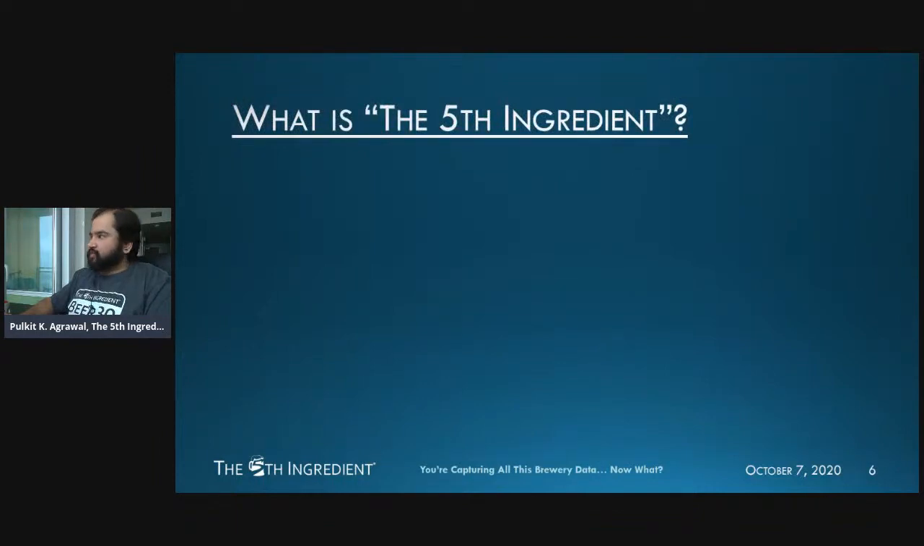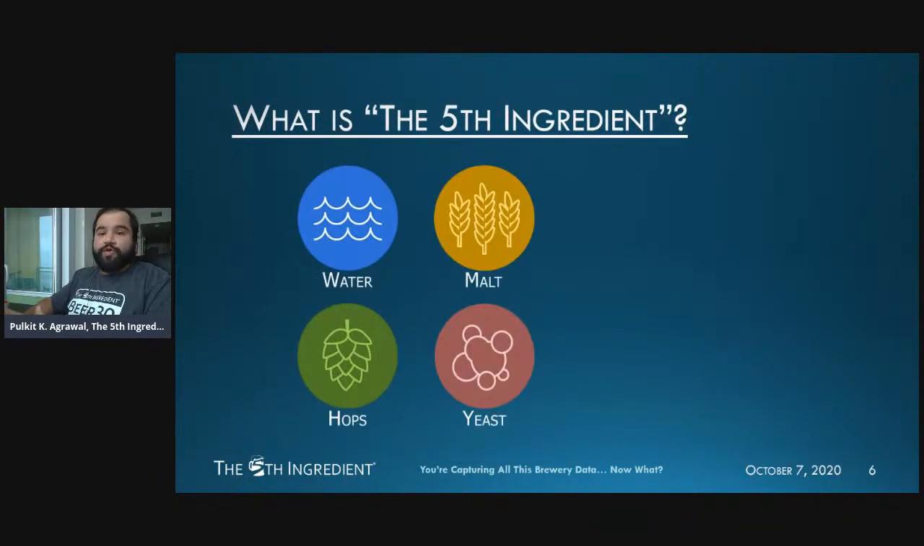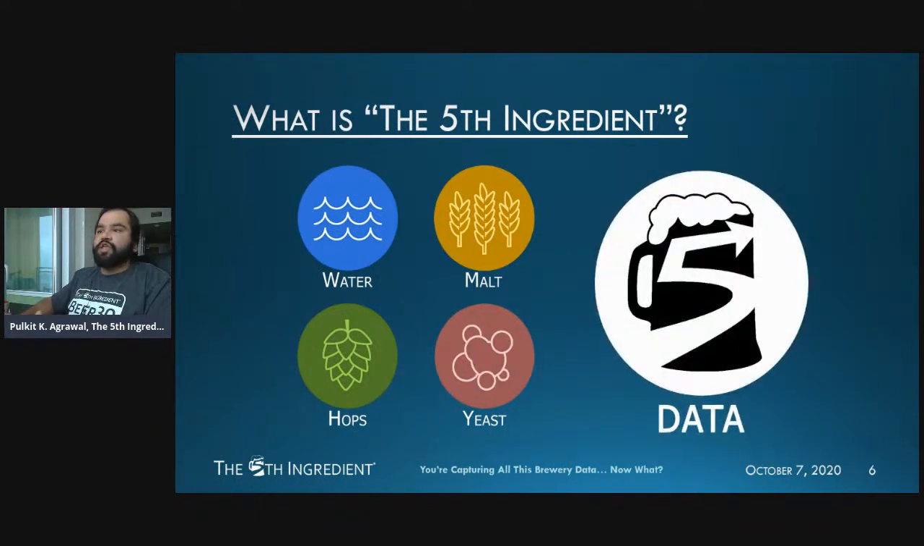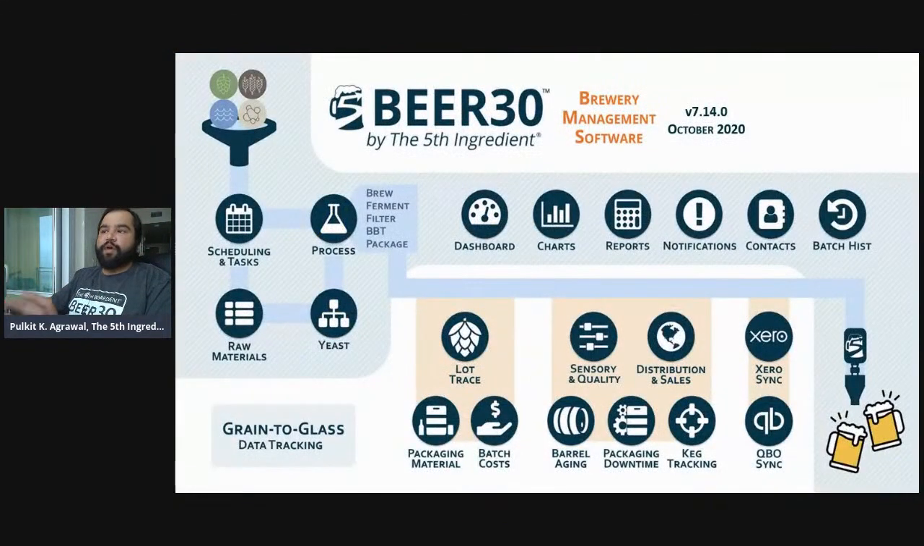So what exactly is The Fifth Ingredient? The 4 ingredients in beer: water, malt, hops, yeast, and the 5th ingredient is data. Everything here really ties in with how data is used to help a brewery actually get better and utilize all the different aspects associated with it. A little bit about Beer 30: it is designed for grain to glass tracking. So everything from scheduled task management, raw materials, yeast, process side, all the way down into sales and distribution, and even accounting integration with Xero and QuickBooks Online.